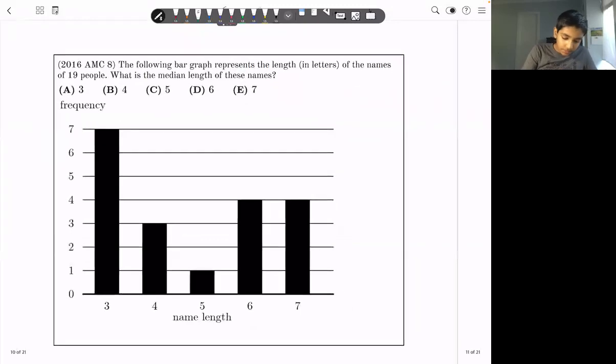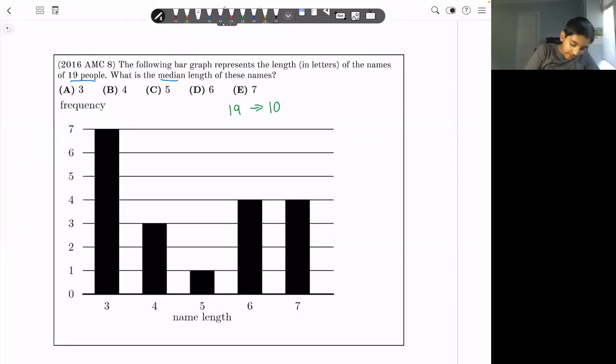The following bar graph represents the length of the names of 19 people. What is the median length of these names? So if you remember from earlier, median is the middle when sorted from least to greatest. So we have 19 people. So the median is going to be the 10th person when sorted from least to greatest.